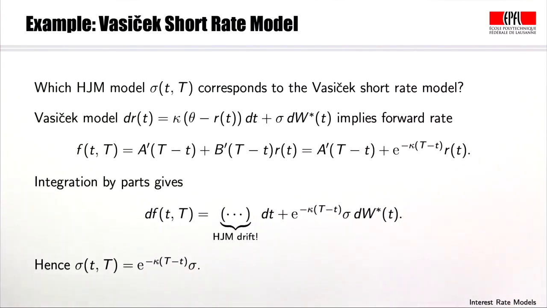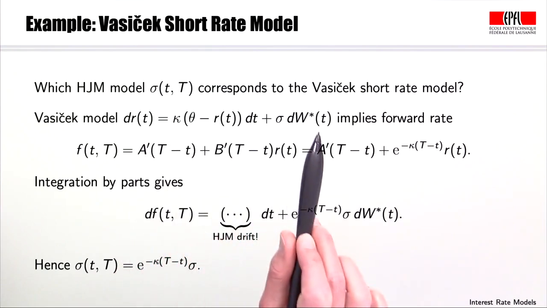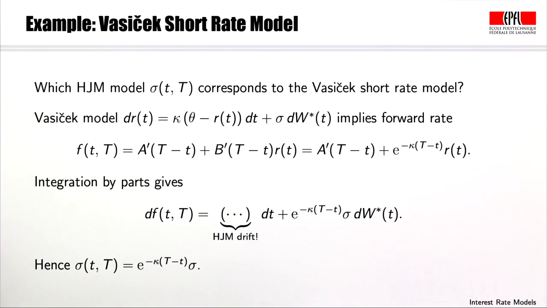The HJM framework contains all the short rate models we have seen so far. So which HJM model, sigma(t,T), corresponds to the Vasicek short rate model? To answer this question, we recap the Vasicek short rate model dynamics, and we recall that the Vasicek short rate model implies forward rates which are affine functions in the prevailing short rate. The functions a and b are given in closed form. They solve a system of Riccati equations.